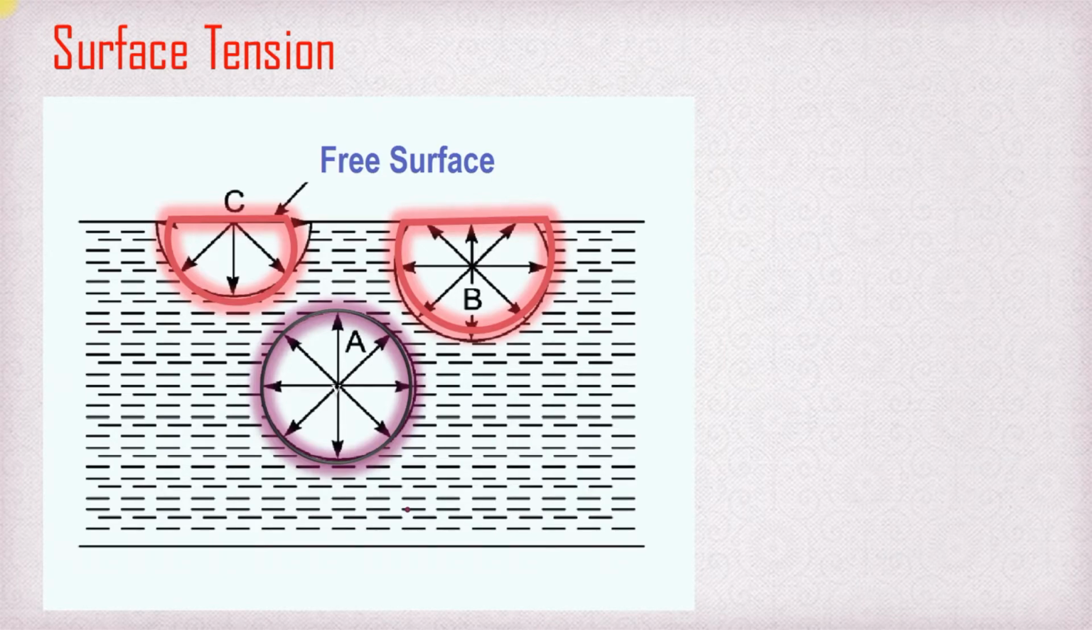Thus the free surface of the liquid acts like a very thin film under tension, as though it is an elastic membrane under tension. So surface tension means the force acting per unit length.